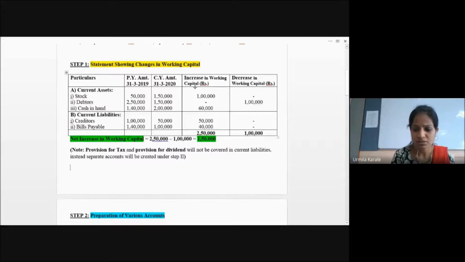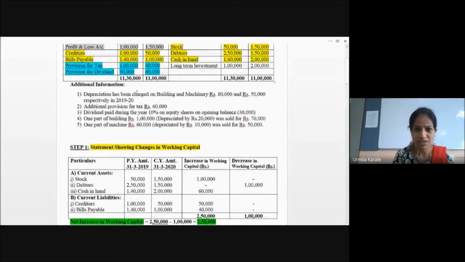Now all the adjustments we are done, but still read it. Depreciation we have charged, provision we are done. This also, this also, this also. It may happen if it is interim dividend, you may forget to take that, right?